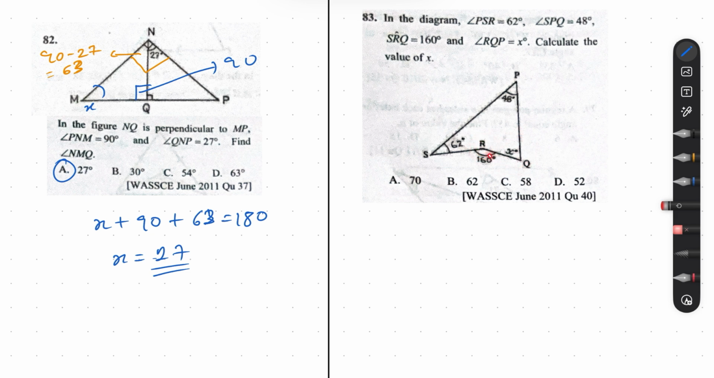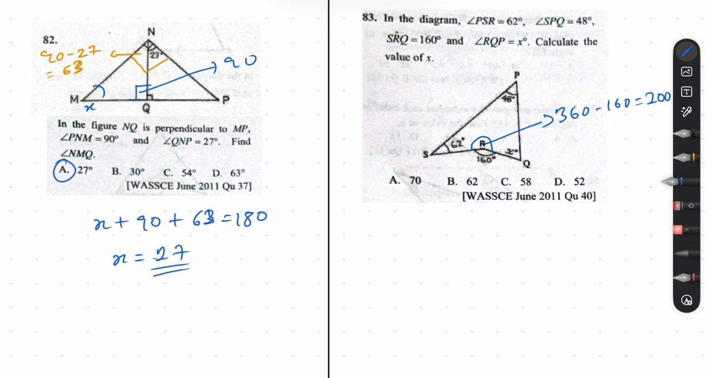360 minus 160, because this is angle at a point and they add up to 360. So this angle plus this angle should give us 360. That means this angle will be 360 minus 160, so let's write it. This angle right here is 360 minus 160, which gives us 200.